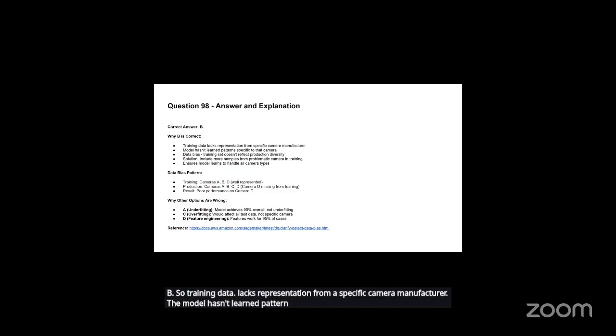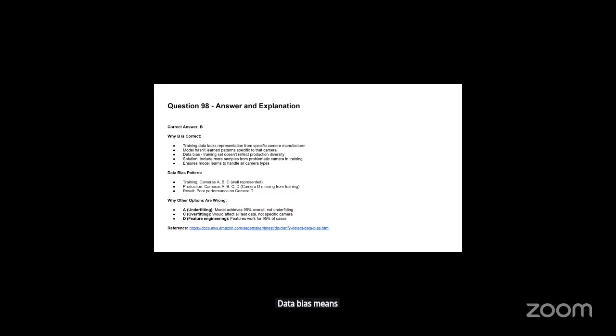B. The training data lacks representation from a specific camera manufacturer, so the model hasn't learned patterns specific to that camera. Data bias means that the training set doesn't reflect the production diversity. So a solution would be to include more samples from the problematic camera in training, and this will ensure the model learns to handle all camera types.